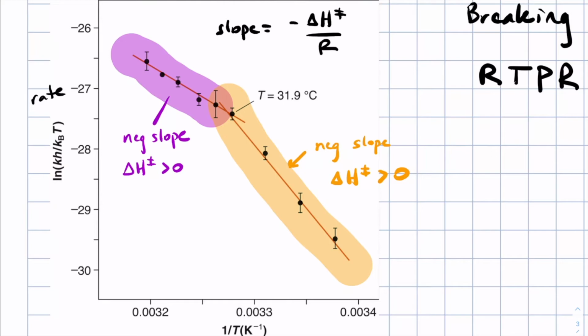Now, what about the relative enthalpies before and after 32 degrees? What changes, and in which direction does it change? Think about magnitude of the slope. In orange, negative slope and its magnitude increases. Slope gets more negative, which means delta H gets even more positive. So we would say that the activation enthalpy for the orange section of our plot has got to be higher than in the purple section of our plot.